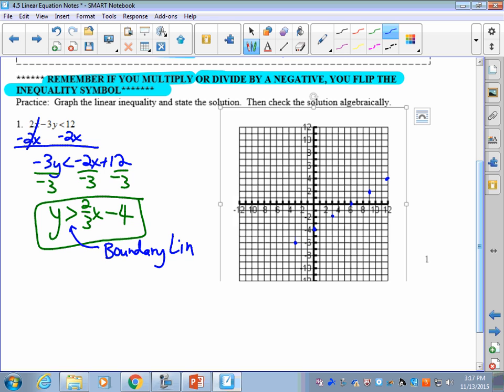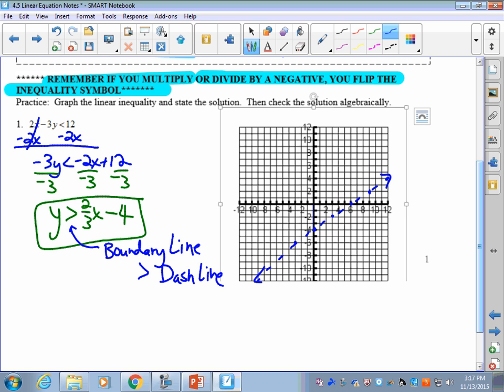All right, so because we have greater than, it's going to be a dash. Yep, this is a dash line. So I'm just going to add some dashes in between my points. All right, so we have dashes.